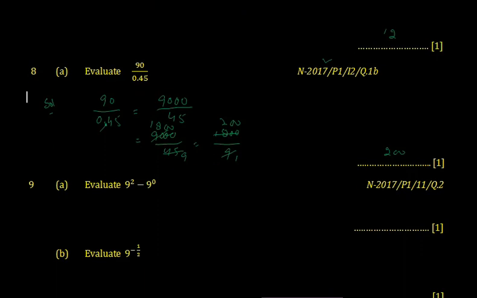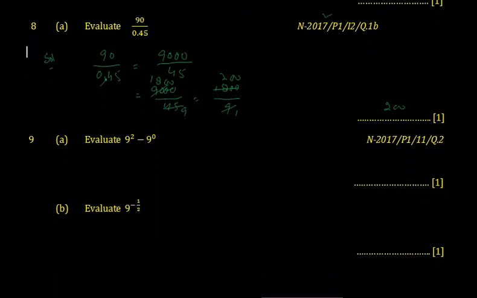Similarly, in question number 2 of 2017 paper 1, when the power is 0 of any number, it becomes 1. So 9 squared minus 9 to the power 0. 9 squared means 9 multiplied by 9, minus 9 to the power 0, which means 1. So actually it becomes 9 9s are 81 minus 1, so it becomes 80. So the answer is 80.